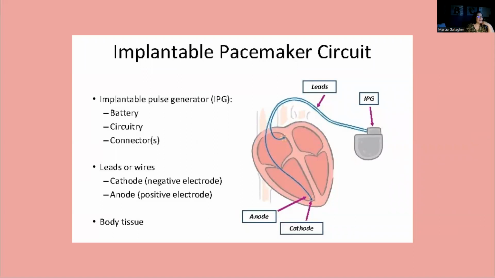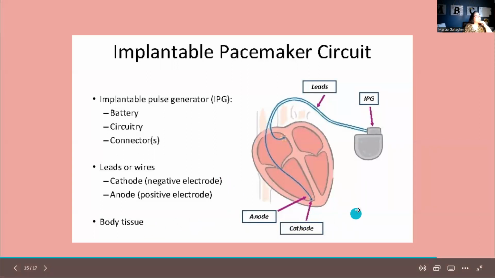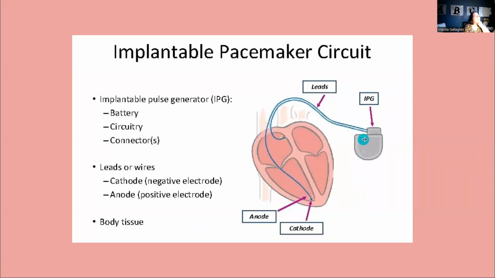So this is just kind of a little picture of what an implantable pacemaker actually comes with, what all the parts are. So you're going to have your battery, your circuitry, your connections, your leads and wires, and this is body tissue, but that's not something that actually comes on the pacemaker. So I wanted you to see that the leads are going into the parts of the heart.